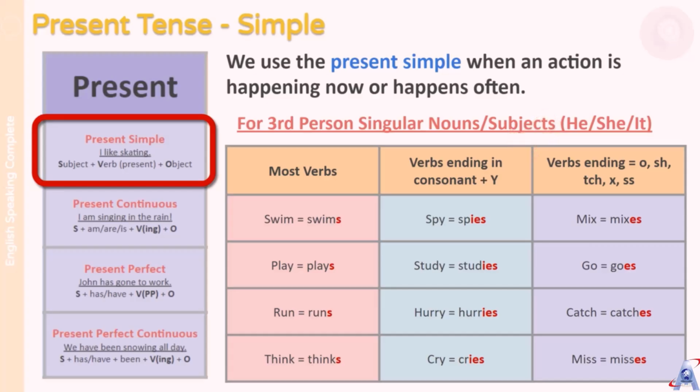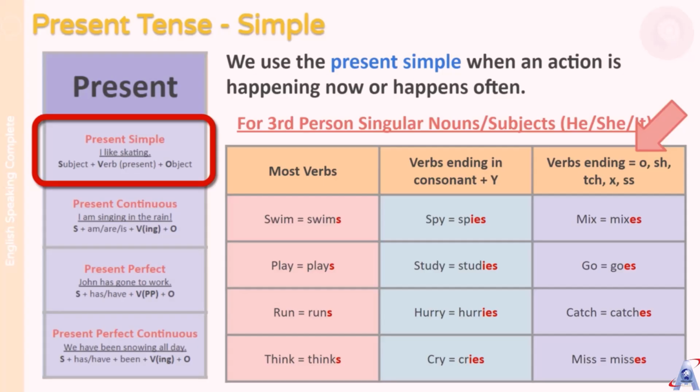So on top of that, we also have a different spelling for verbs ending O, SH, TCH, X and double S. So mix would become mixes. David mixes the ingredients together. So that's still present simple tense. I just need to change mix, the verb in the sentence, to a different form, mixes. Go becomes goes, catch becomes catches, miss becomes misses. So there we have some more information about verb form in present simple tense in the third person singular. So definitely worth writing some notes down on this and practicing with this rule as much as you can.